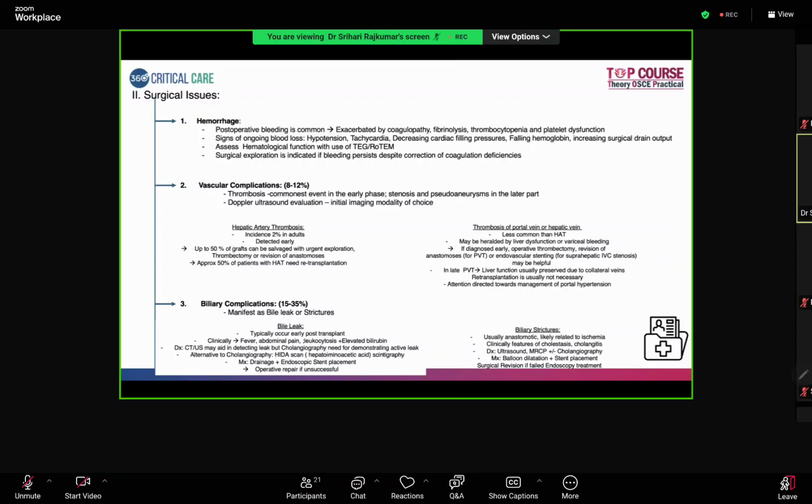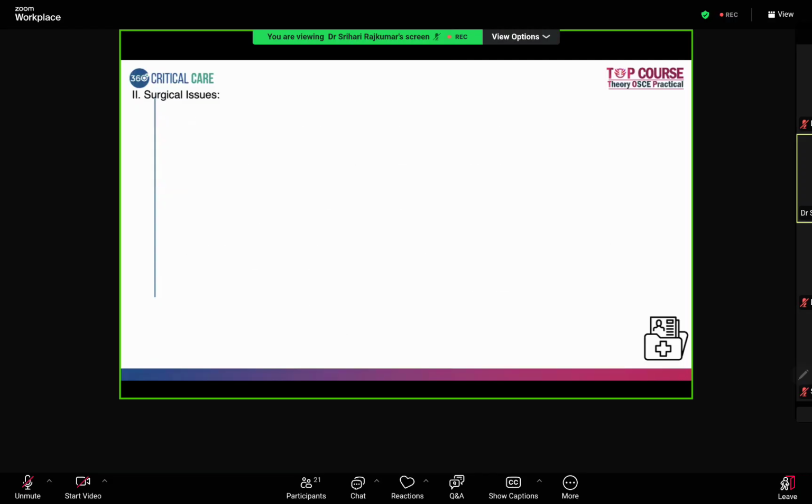Usually the diagnosis is through ultrasound, MRCP, plus or minus cholangiography. Management is balloon dilatation plus stent placement. If endoscopic management fails, you need to go with surgical revision. So in both of these biliary complications, the first line of management is endoscopic; if endoscopic fails, then you go with surgical.